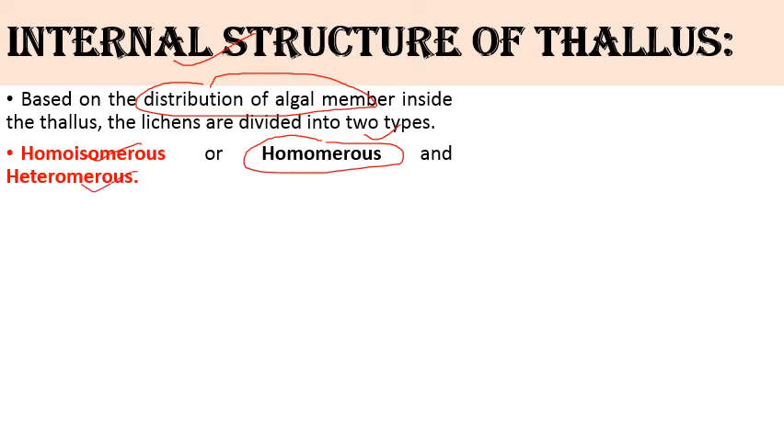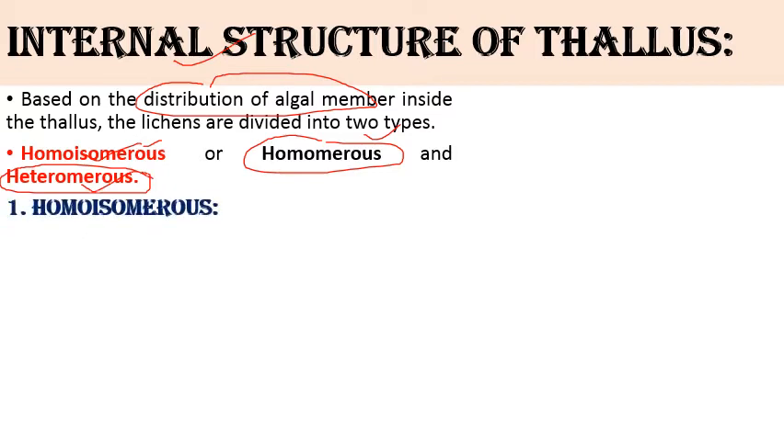As the name indicates, homo isomerous, homo means same. So इसके अंदर जो इस तरह के थैलस होते हैं, इनमें जो एल्गी का डिस्ट्रीब्यूशन होता है, फंगल हाइफे का डिस्ट्रीब्यूशन होता है, that is almost uniform, equal. जबकि हेटेरोमेरस में इक्वली डिस्ट्रीब्यूटेड नहीं होते हैं एल्गल और फंगल कंपोनेंट. So on the basis of this distribution, दो तरह के थैलस structures होते हैं, internal thallus structures of lichens.